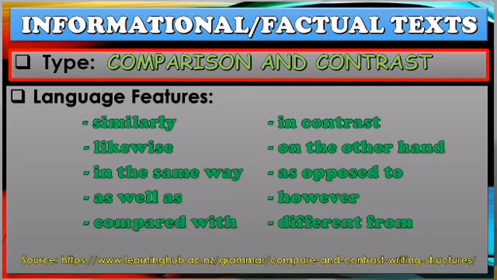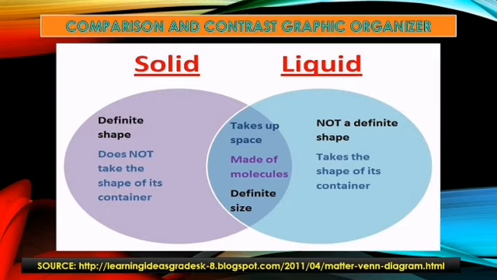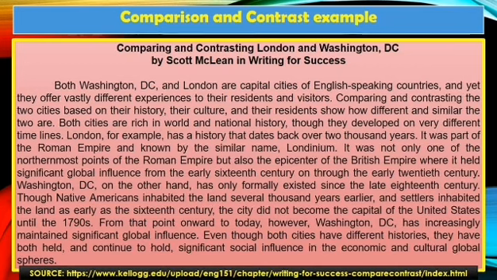And for the graphic organizer for comparison and contrast, you can actually use the Venn diagram. And this one's an example of comparing and contrasting the solid and the liquid. And for the specific example for comparison and contrast, let me read this to you. Comparing and Contrasting London and Washington, D.C. by Scott McLean in Writing for Success.